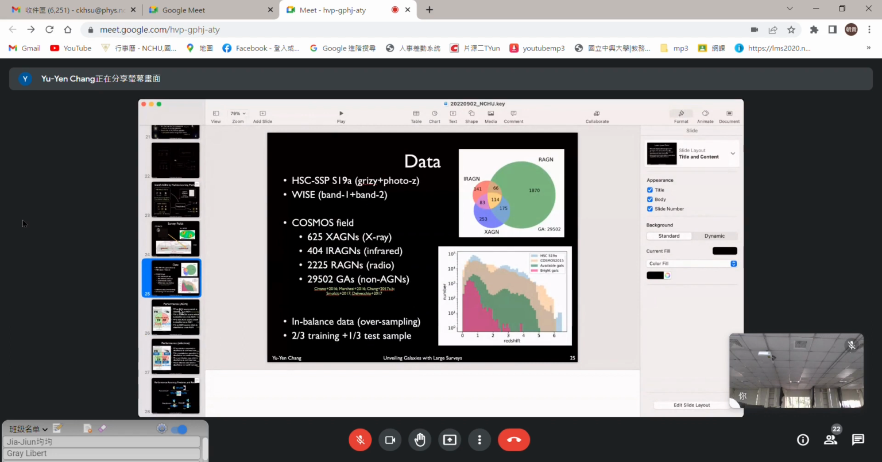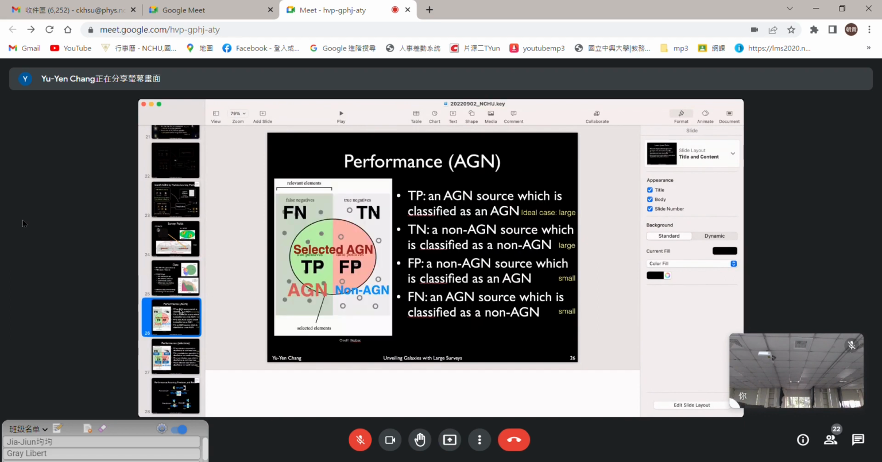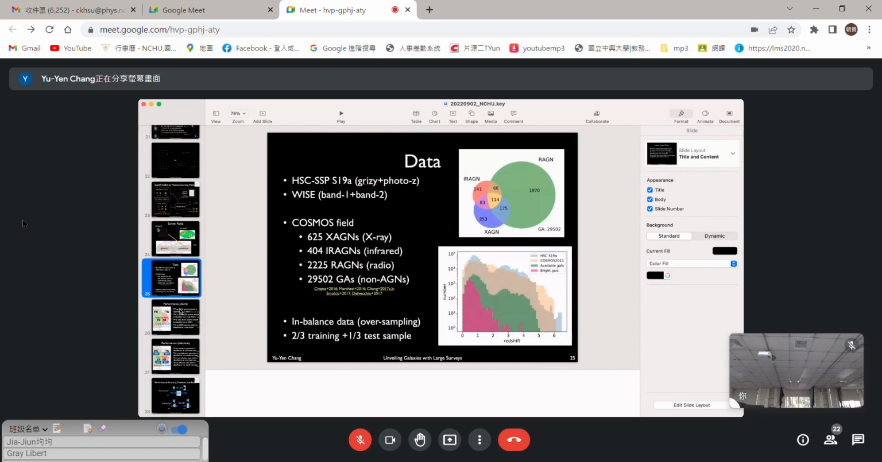In fact, we did it separately, which means we made three catalogs to see whether they are different kinds of AGNs. I see. You did the same thing for different AGN definitions. Yes, like X-ray AGN or non-X-ray AGNs, and also the same for the other two kinds. I see. I got it. Thank you very much. Thank you for asking.